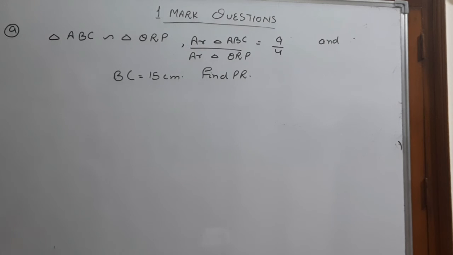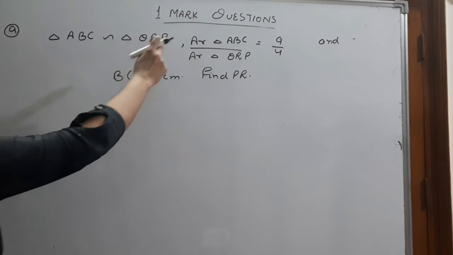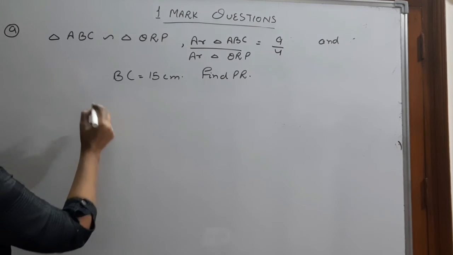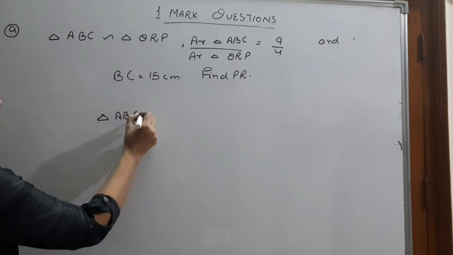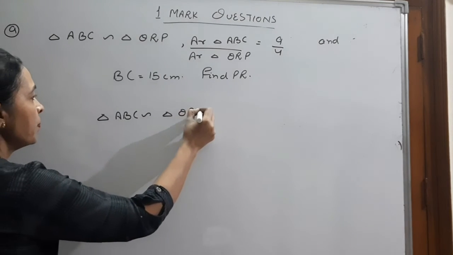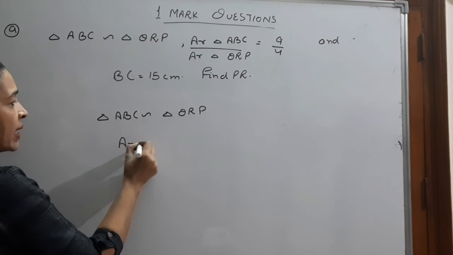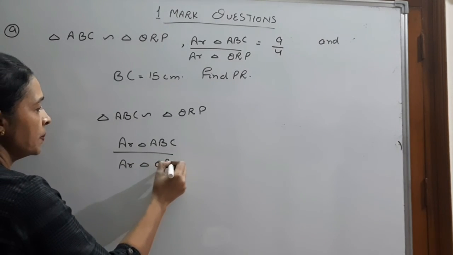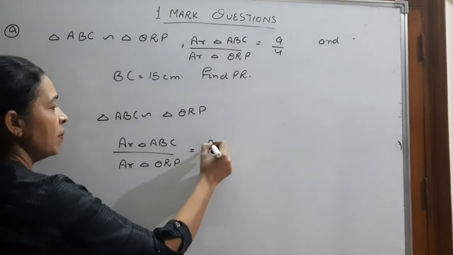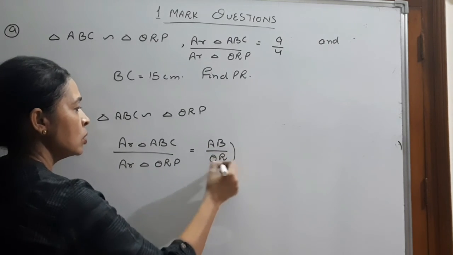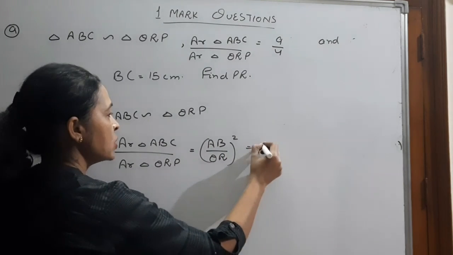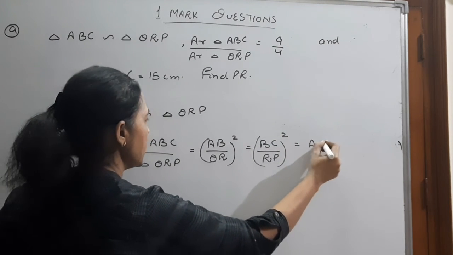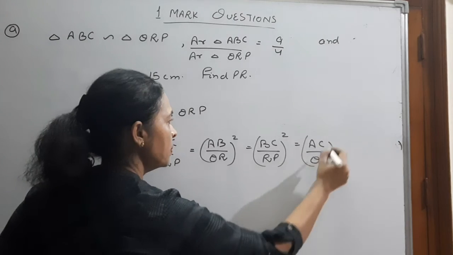Triangle ABC is similar to triangle QRP and it is given area of triangle ABC upon area of triangle QRP equals 9/4. If triangle ABC is similar to triangle QRP, then area of triangle ABC upon area of triangle QRP equals (AB/QR)² as per the area ratio theorem, equals (BC/RP)², equals (AC/QP)².